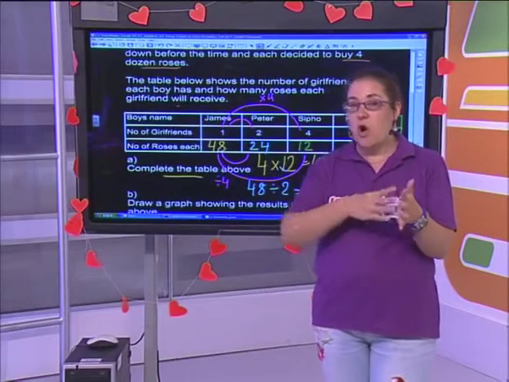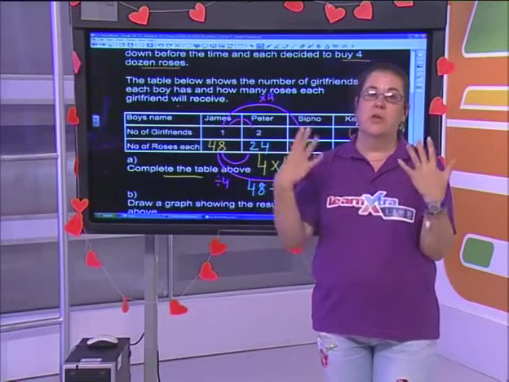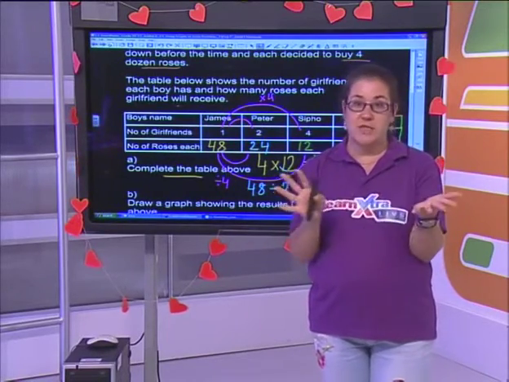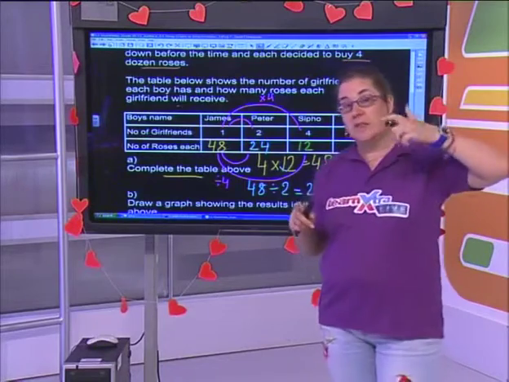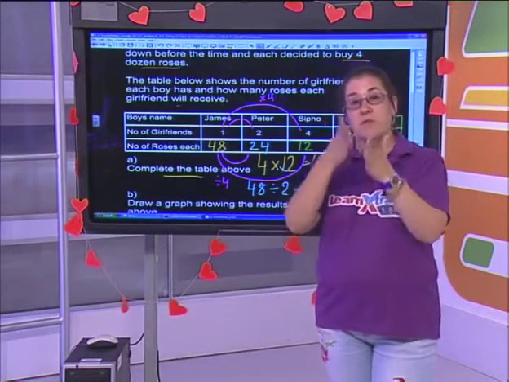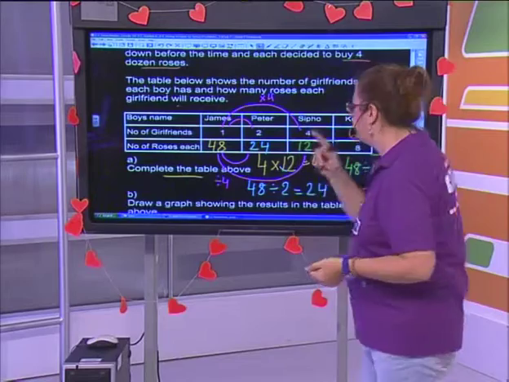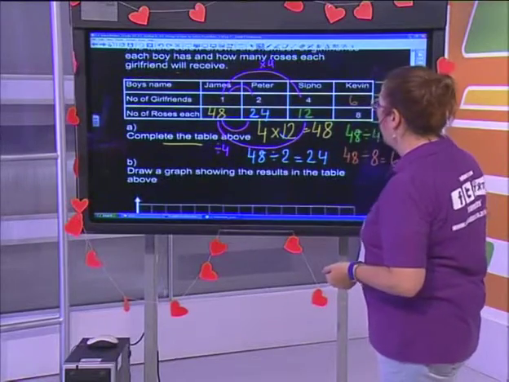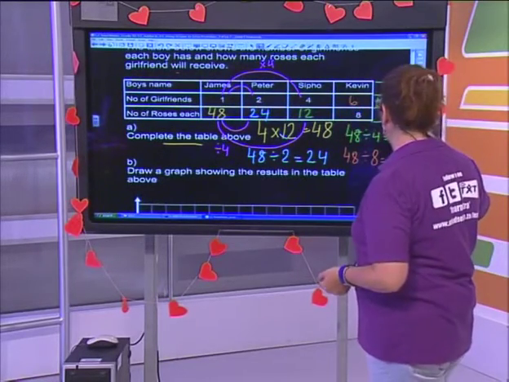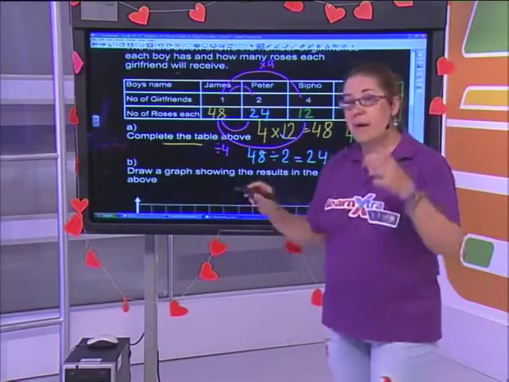At this point, we can't really go any further because I can't say we're going to give them half a rose, because I'm not sure that would work. So you've also got to think about what we're dealing with. Roses are a very specific, fixed number. What I'd like to point out before I go on to the graph is that we can multiply these two.